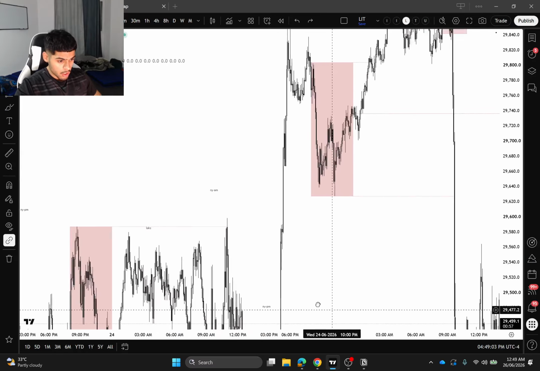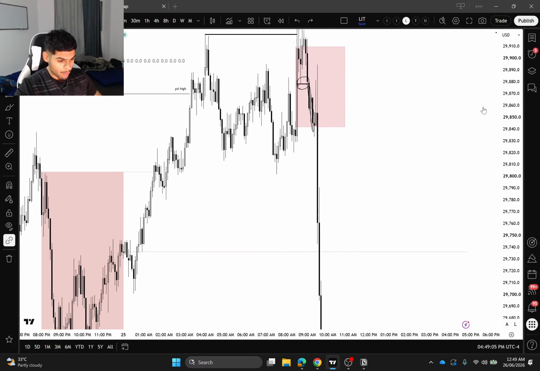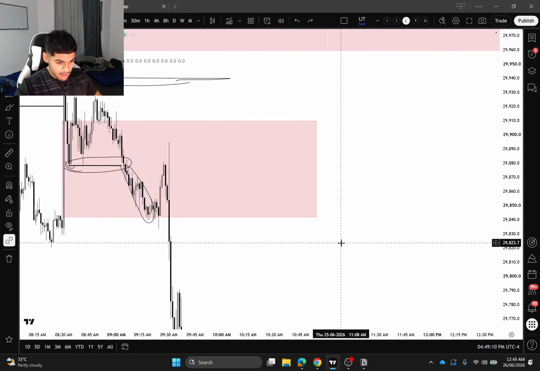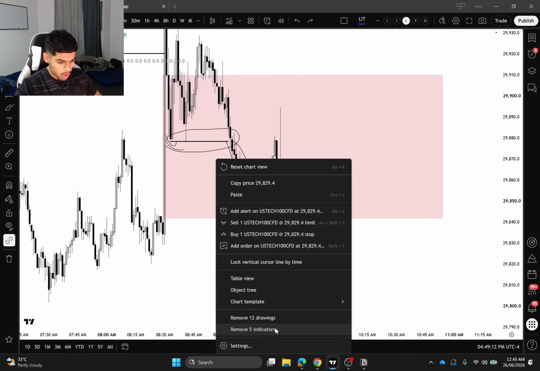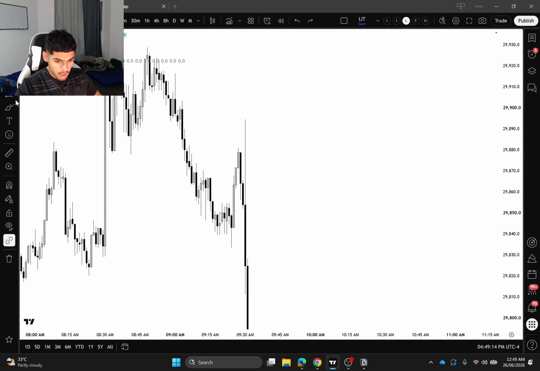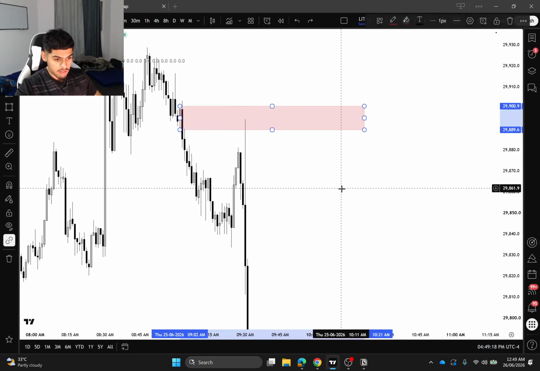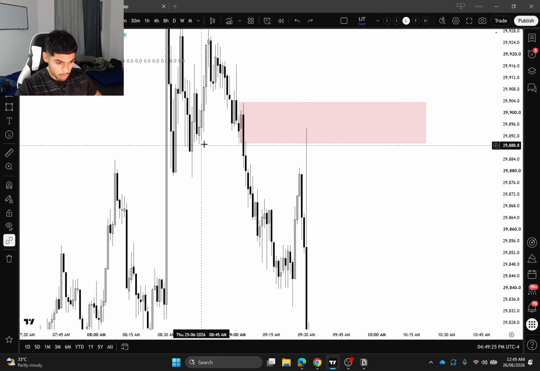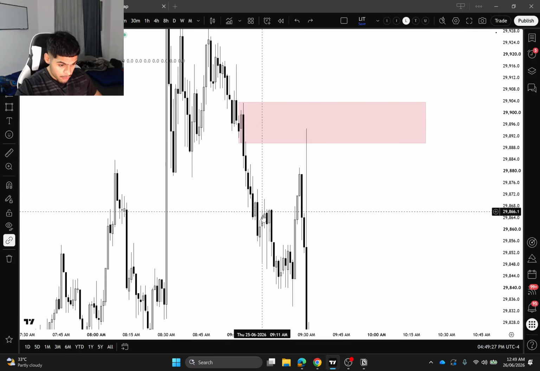And then what exactly happened at 9:30? I want you to pay close attention, right? Exactly at 9:30, let's get rid of the drawings. I want you to see this order block right here. People might say this is not an order block. Sure, that's your argument, right? This is how I mark my order blocks, because this was the last up close candle before we tumbled down.